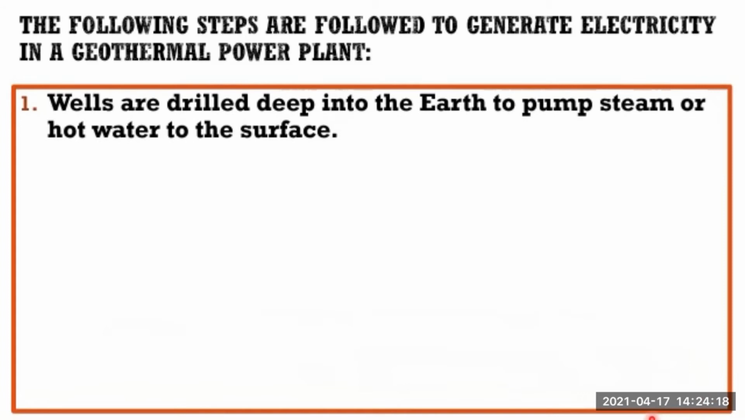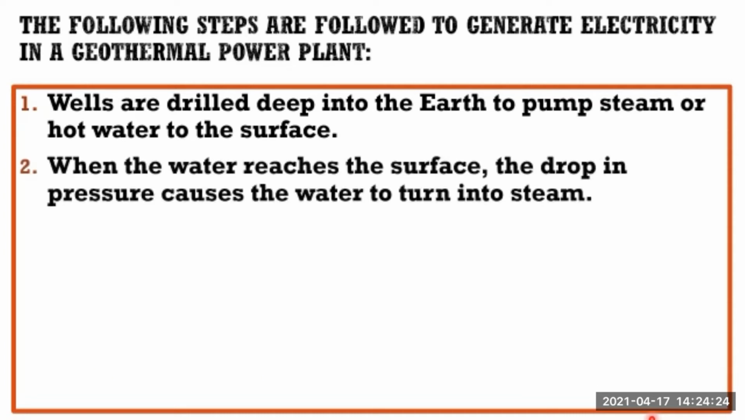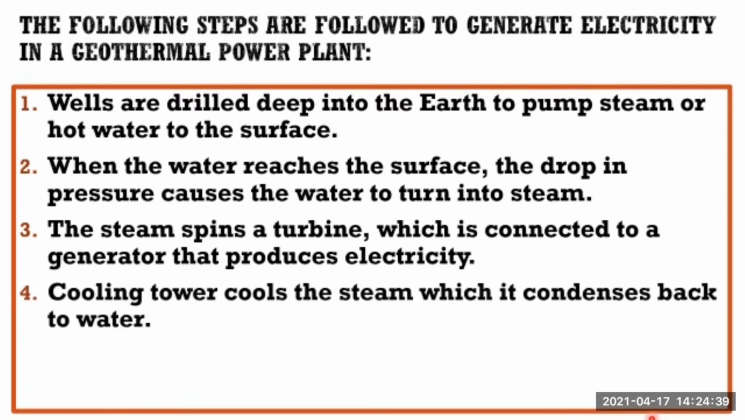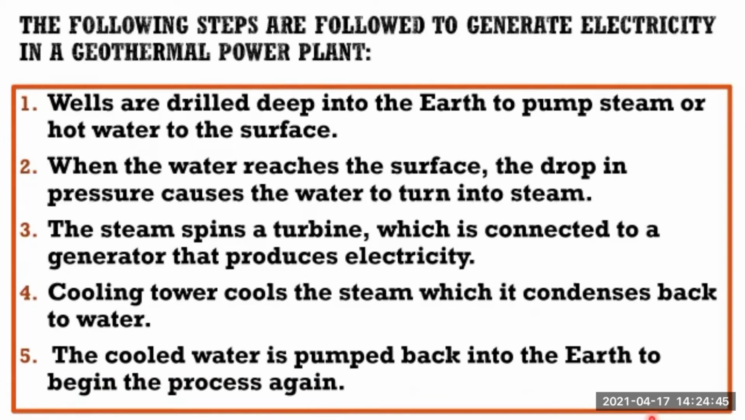So let us review again the steps on how a geothermal power plant generates electricity using geothermal energy. First, wells are drilled deep into the earth to pump steam or hot water to the surface. Next, when the water reaches the surface, a drop in pressure causes the water to turn into steam. Next, the steam spins a turbine which is connected to a generator that produces electricity. The fourth one is the cooling tower cools the steam which condenses back to water. And then the cooled water is pumped back into the earth to begin the process again.